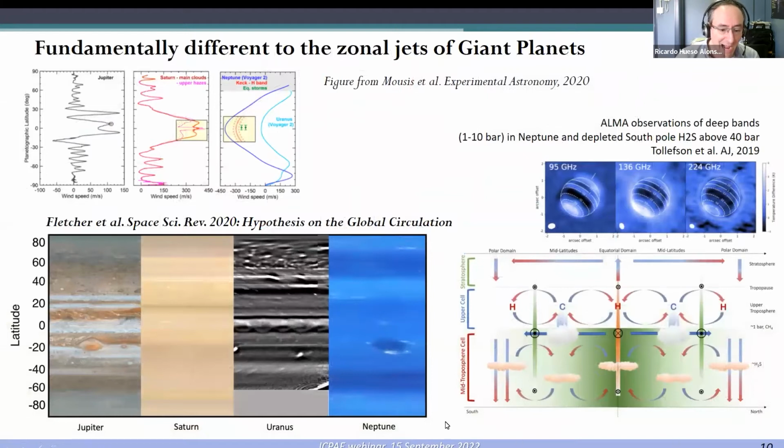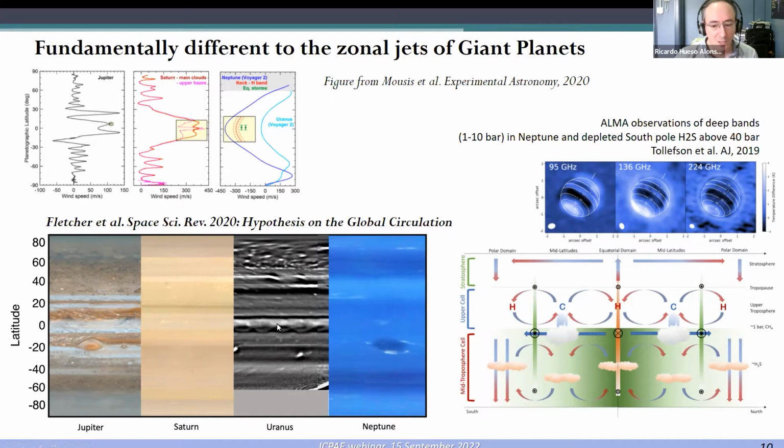If you compare these icy giants, Uranus and Neptune, with Jupiter and Saturn, the atmospheres look different. The winds are very different, as you can see here. So this is Jupiter, this is Saturn. These are Uranus and Neptune, with much stronger, more intense winds in Neptune. And this problem with the variation of the winds and the vertical winds, we don't have that kind of data for Uranus. We don't know what is happening there in Uranus.